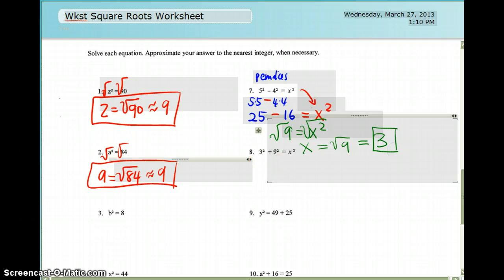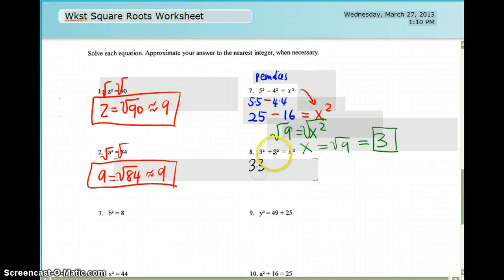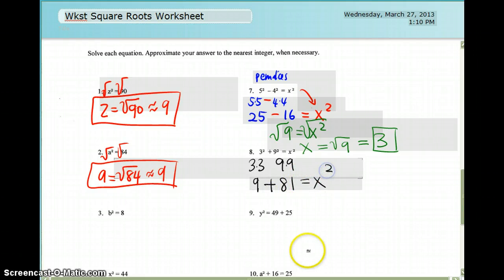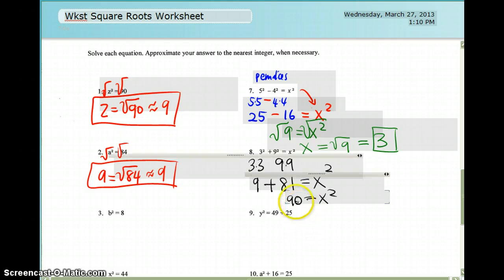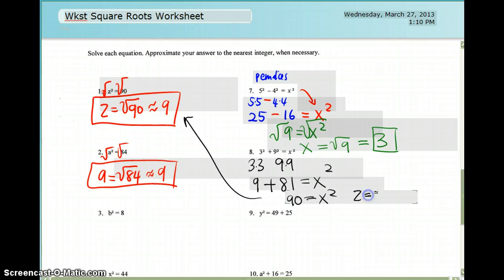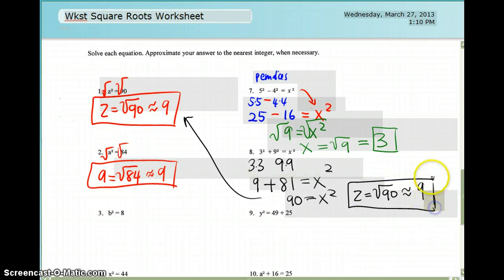Number 8, I'm going to do the same thing. I'm going to take 3 squared, 3 times 3, and 9 squared, 9 times 9. 3 times 3 is 9. 9 times 9 is 81. Add them together, and make that equal to x squared. So 9 plus 81 is 90. That equals x squared. So to find x, I'm going to do just like what I did in number 1, so you should get that same answer. Z is going to be the square root of 90. Approximately, that's 9. So I can put both answers there.